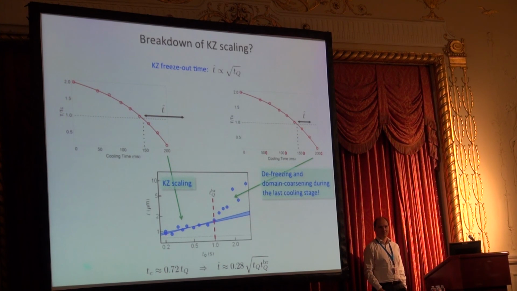I think Maciek has something Polish to ask. Here's the next one. So my question is, it seems like this whole Kibble-Zurek thing is in the thermodynamic limit. Yep. And so what do you think the effect is of having a finite number of particles?